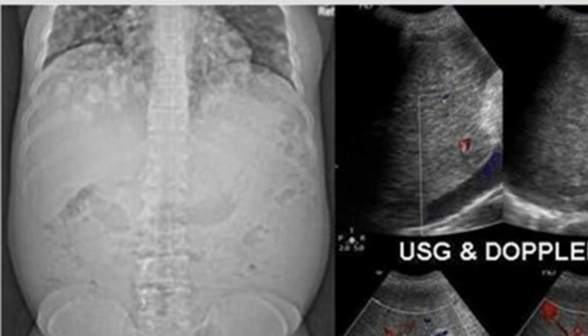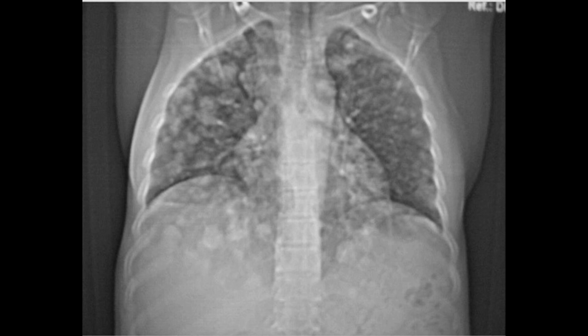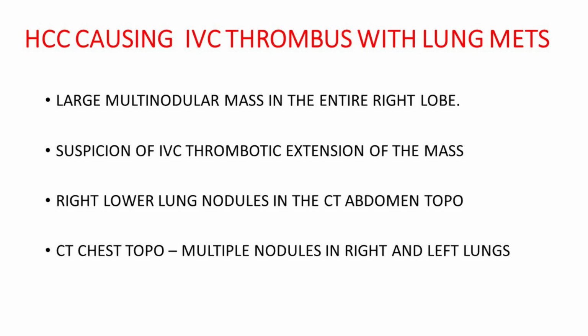Remember, when you see nodules in the hepatic region in an X-ray or in topo, they might be due to either calcific liver nodules or they might be due to metastatic lung nodules, and non-metastatic lung nodules can also do that. In the given CT abdomen, there is no calcific pattern in the liver, only a multinodular mass in the liver. Now in addition, you can see the CT chest topo here, which is showing multiple nodules in both the lungs. So the final diagnosis is hepatocellular carcinoma with IVC thrombus giving metastatic nodules in both the lungs.